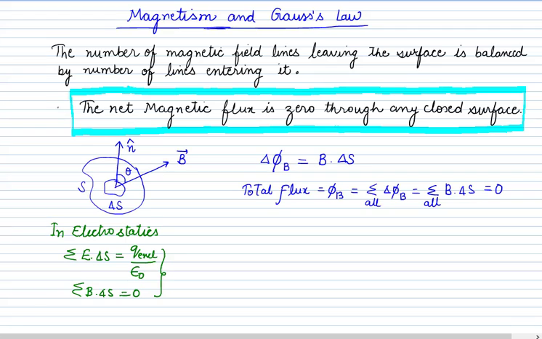So this is our Gauss law for magnetism: the net magnetic flux is 0 through any closed surface. Just always remember this as the statement of Gauss law for magnetism. And this is the statement that the net magnetic flux is 0 through any closed surface.